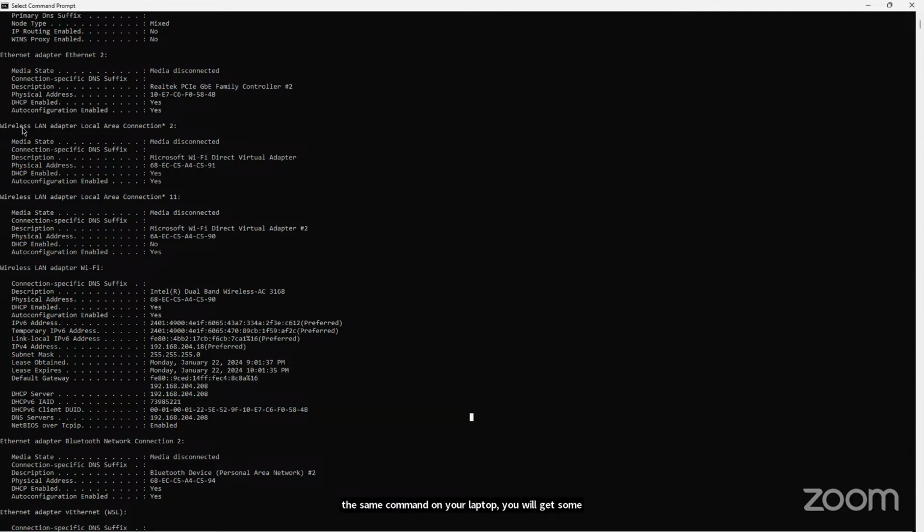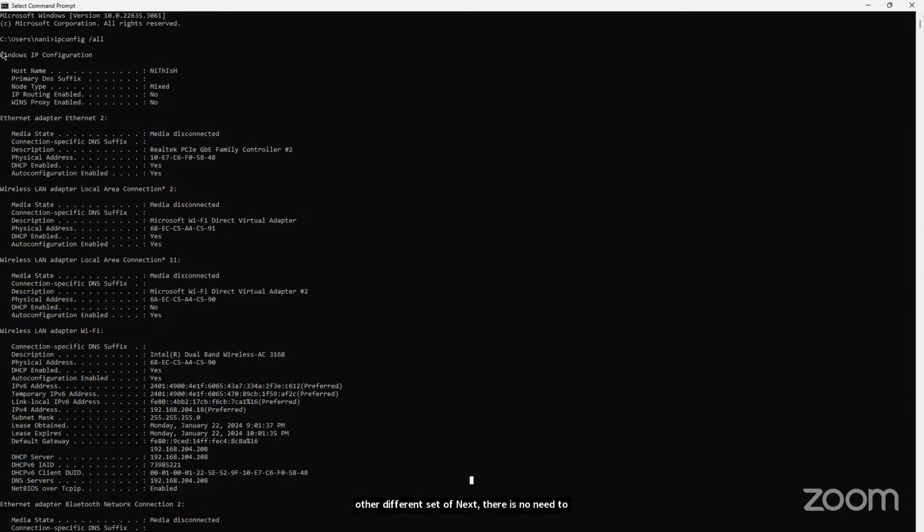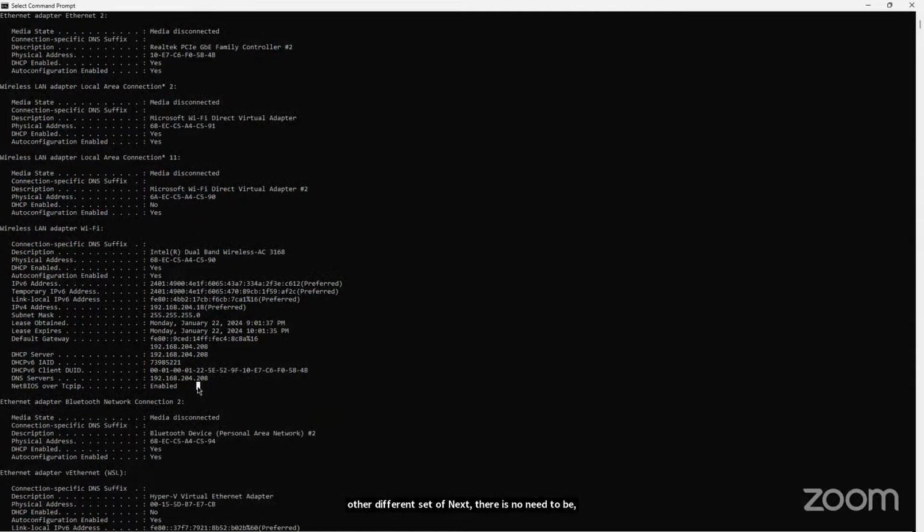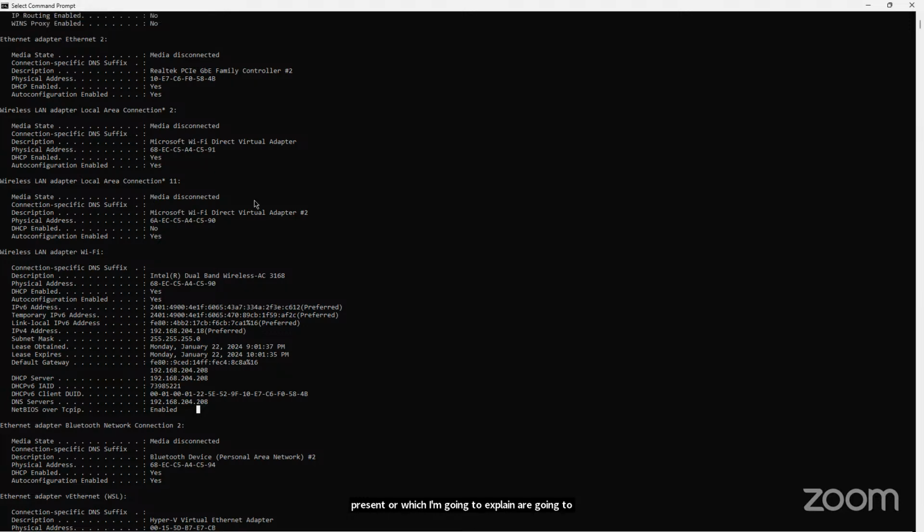There is no rule that the number of NICs on my laptop should match your laptop. If it is a good configuration laptop, you might have more NICs; if it is less, it depends on the specification, and differs from laptop to laptop. But the format and the details which I'm going to explain are going to remain the same. In NICs we have two different types of NICs.